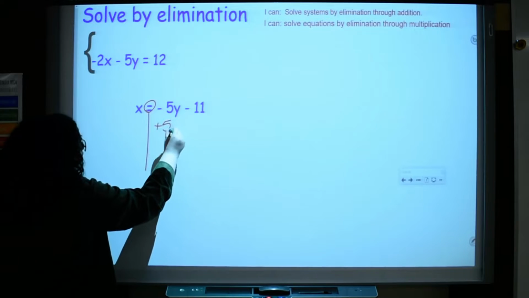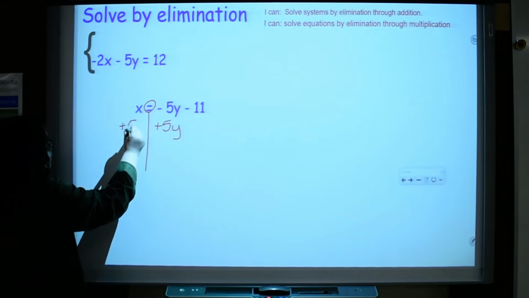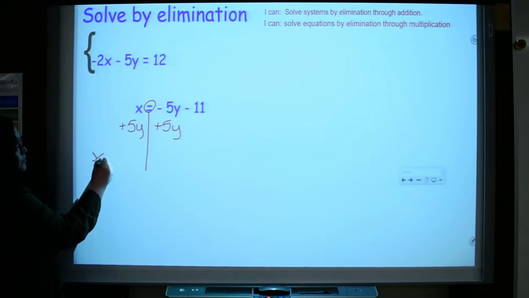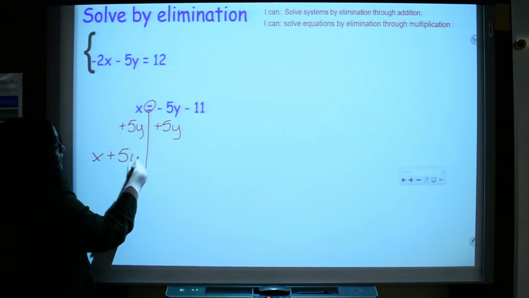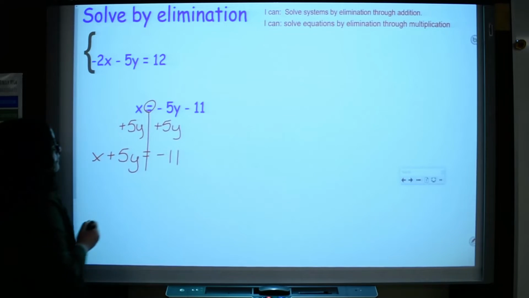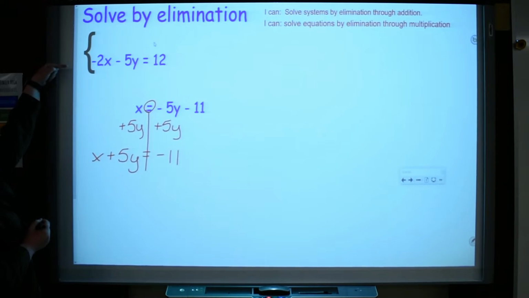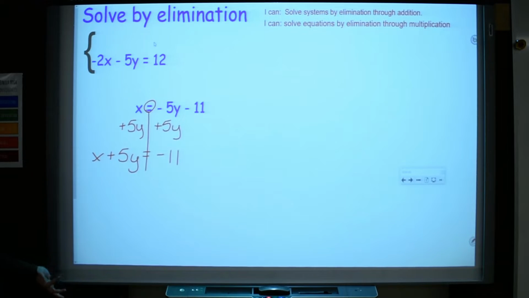So plus 5y and plus 5y here. Now remember, standard form has x first, so I'm going to put x plus 5y equals negative 11. Excellent. We can work with that. So notice here we've got x plus 5y equals negative 11, and up here we have negative 2x minus 5y equals 11. We already have something we can eliminate.